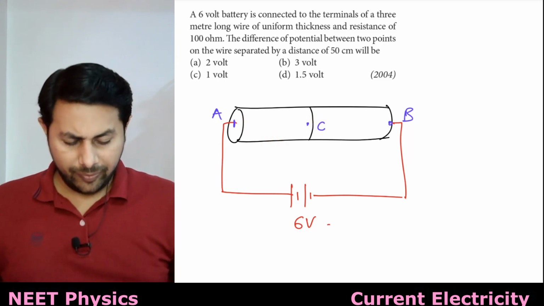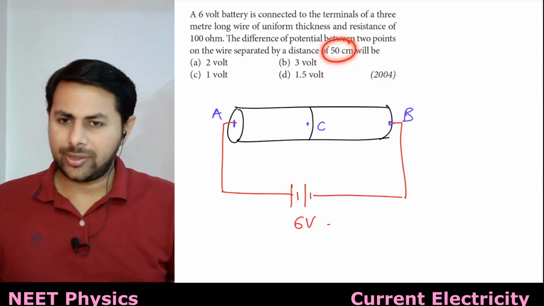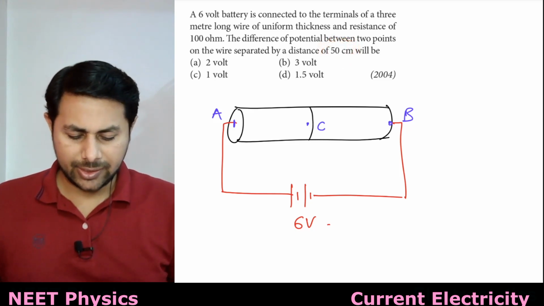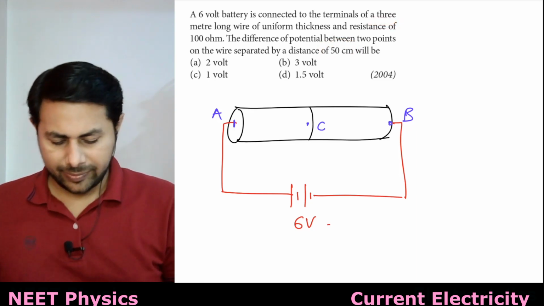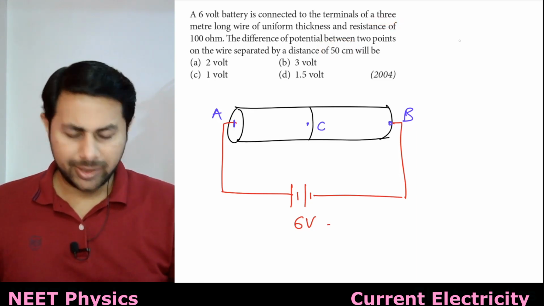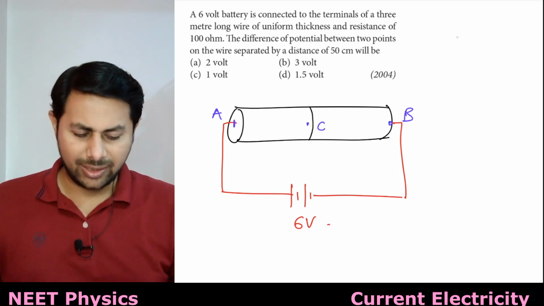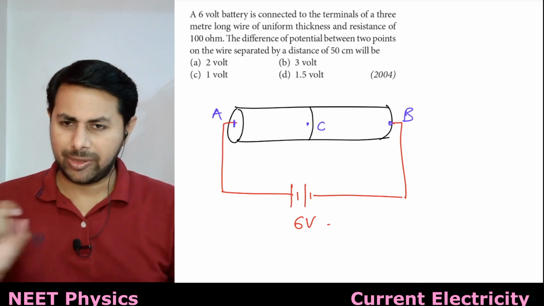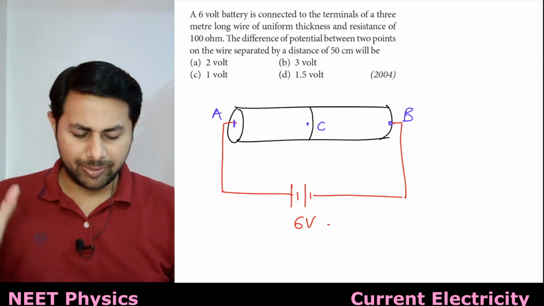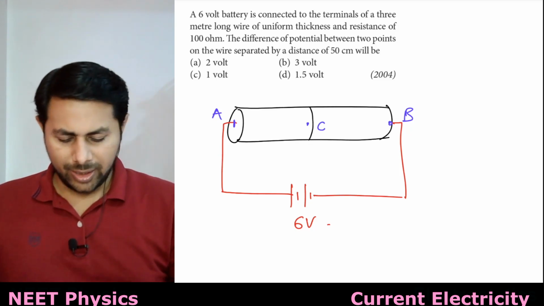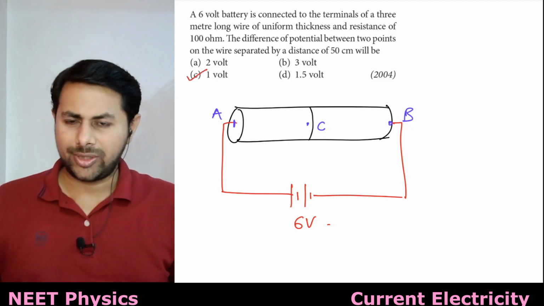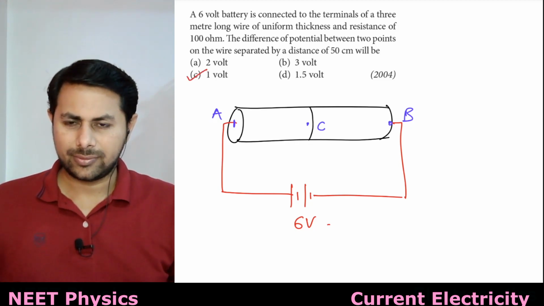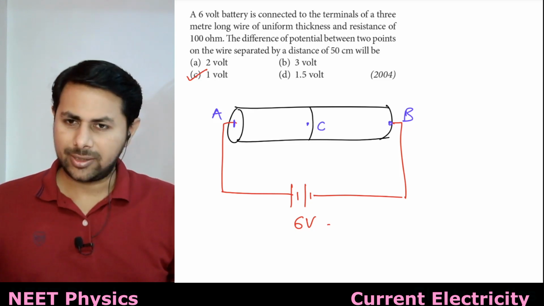How much length are you taking? You are taking 50 centimeters and the length of the wire is 3 meters. So 50 centimeter is 1/6 of the length, right? That's why the potential difference between the points separated by 50 centimeters would be 1/6 of the total potential difference. So that is 1 volt. Is it clear? Or shall I explain it in some other way?